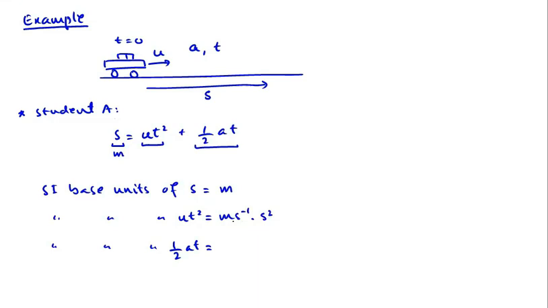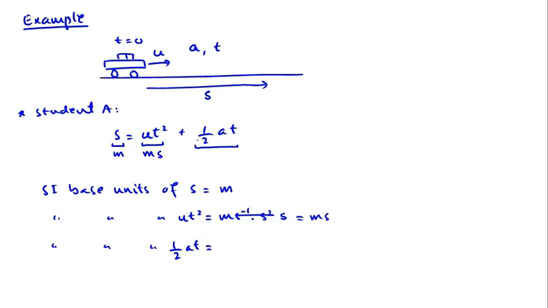Let's simplify this expression now. Second inverse times second squared is equal to second. So the whole expression simplifies to meter second. So meter second are the SI base units of the second term. Let's calculate SI base units of the third term now.